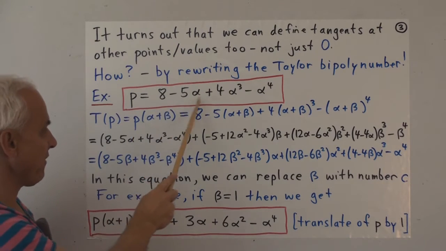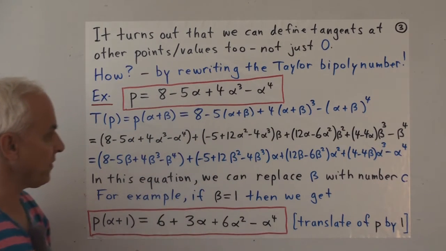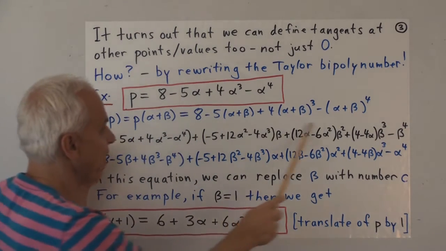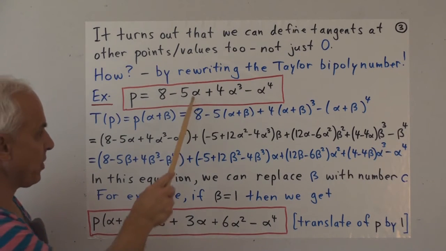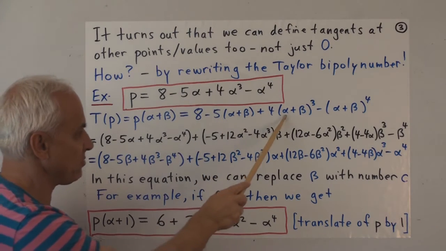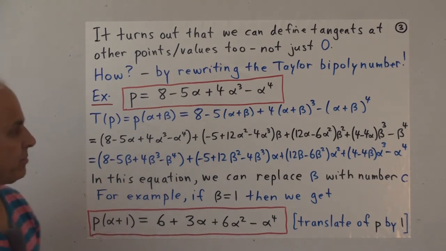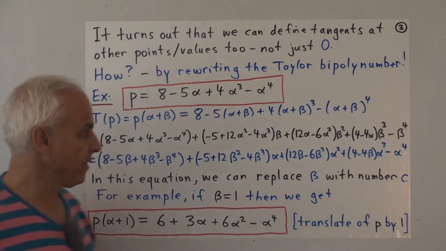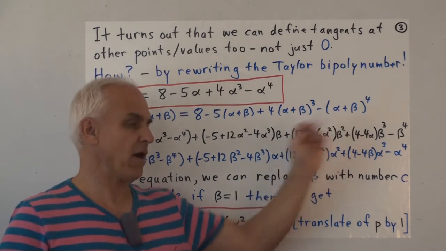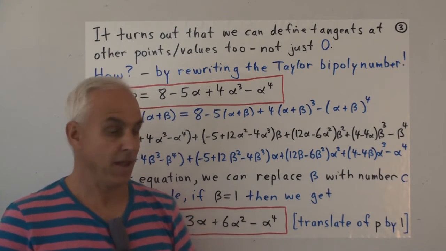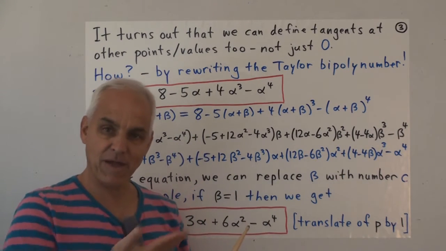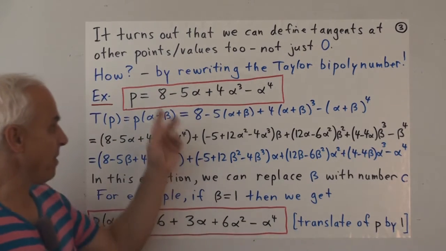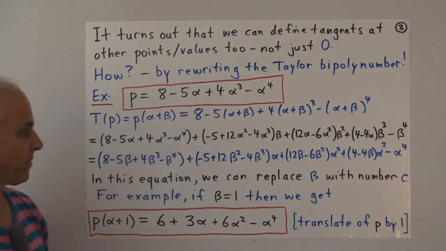P equals 8 minus 5 alpha plus 4 alpha cubed minus alpha to the 4th. Here is the Taylor bi-Pauli number, which we've seen several times. It's just what you get when you replace alpha with alpha plus beta. That's all. And then we can evaluate that by essentially expanding out these powers of alpha plus beta. And the easiest way to do that is to use the Pascal's array, and just to multiply the diagonals of the Pascal's array by the various coefficients here.